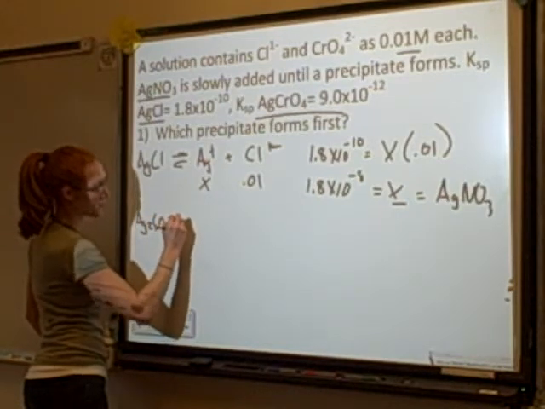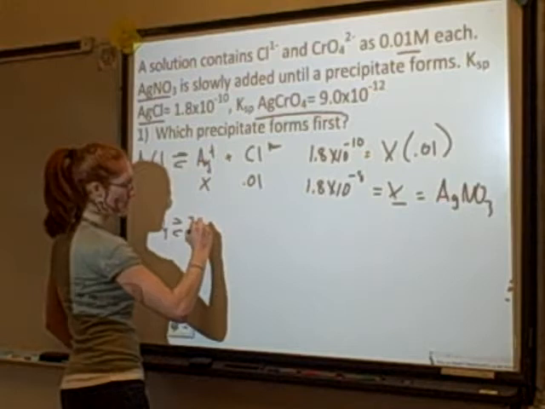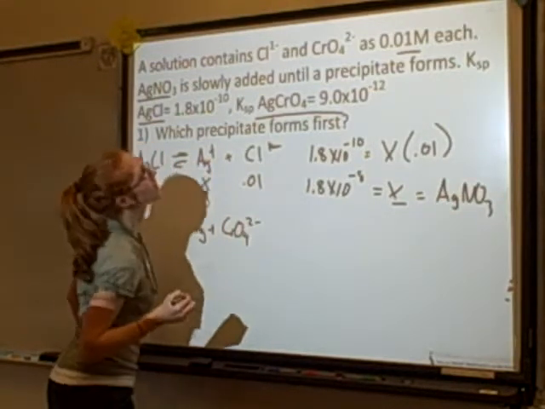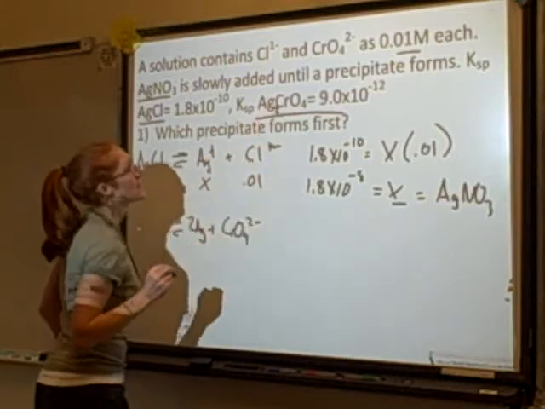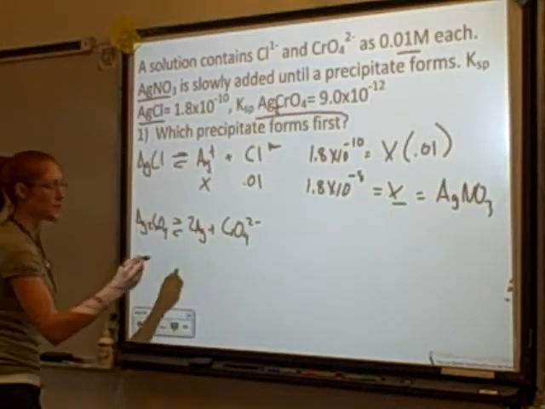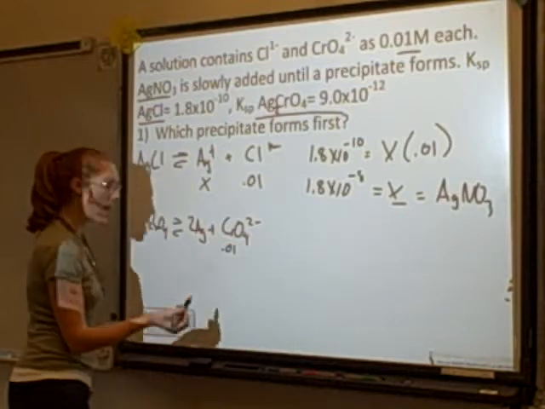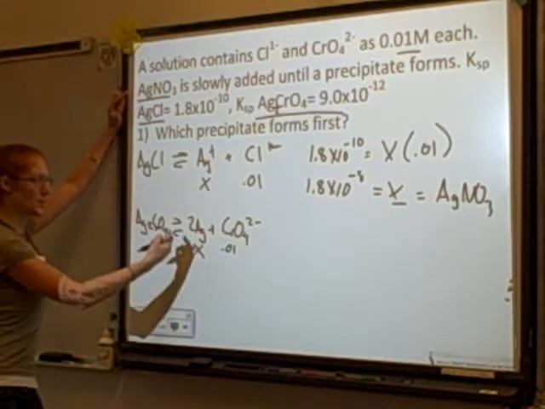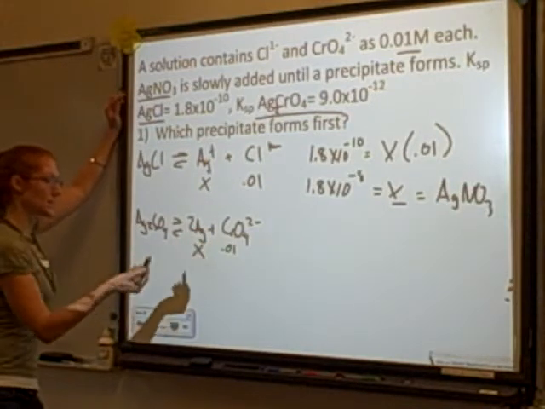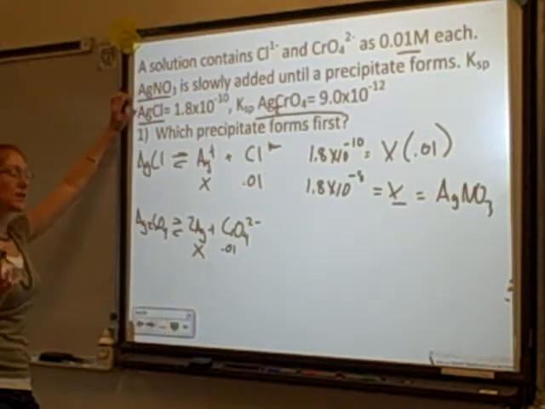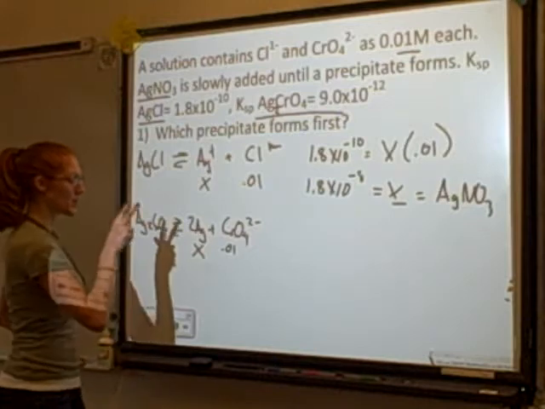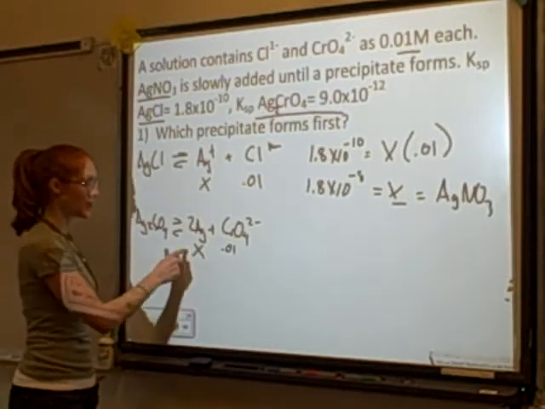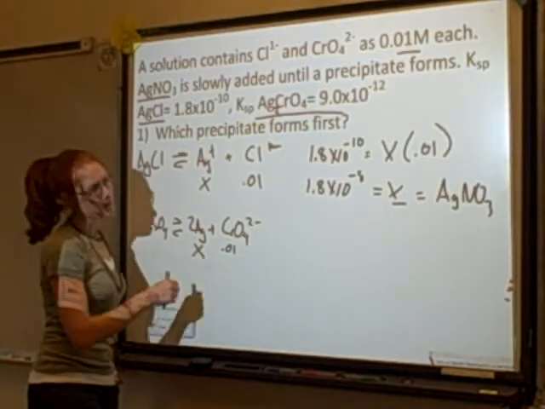Ag2CrO4. That's my silver chromate. It's going to make 2 silvers and 1 chromate. Okay, oops. That's 2. Okay, and I'm starting off with 0.01 here. I'm adding some amount of silver because I'm adding the silver nitrate until the silver chromate precipitates. I don't need to add anything to the chromate because by adding silver nitrate, I'm not adding chromate. So I know that when I plug these into the K expression, it'll start to precipitate when the product of these is equal to Ksp.